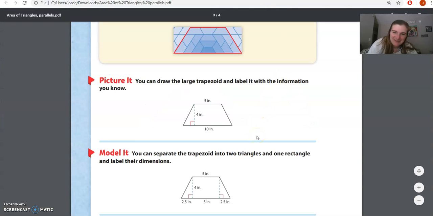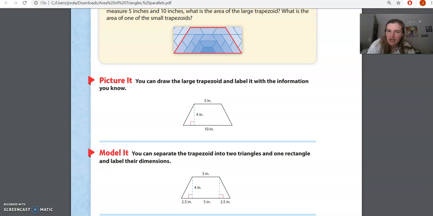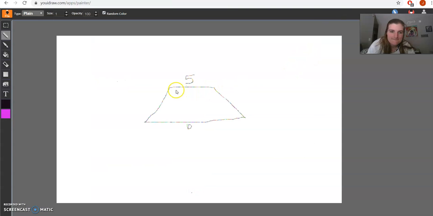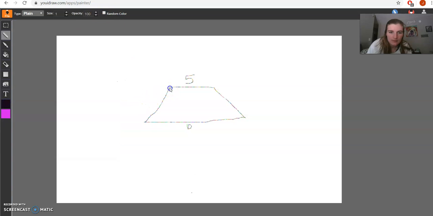You can draw a large trapezoid and label it. So let's label it. We know down here is 10. We know this is 5. And then the height was 4? 4. And I'm going to use black here to show that this is 4. Okay.